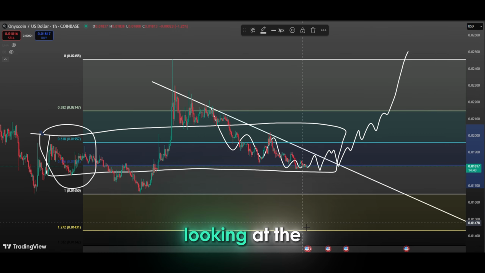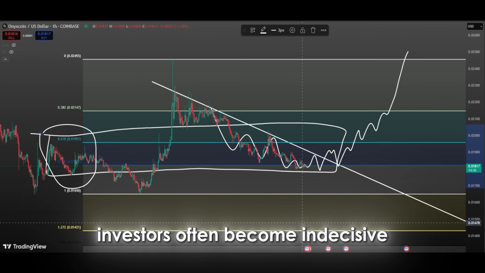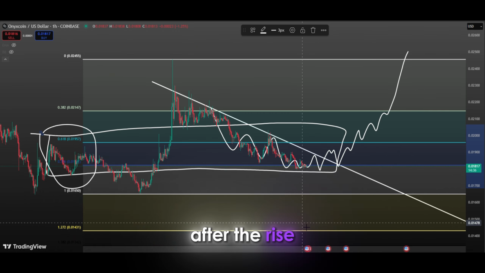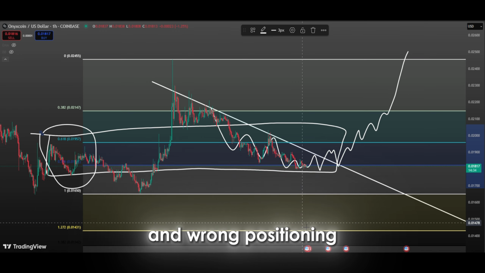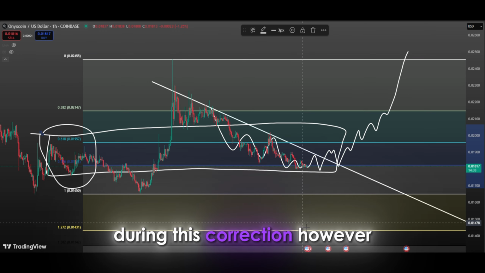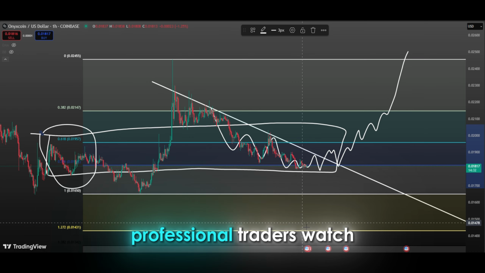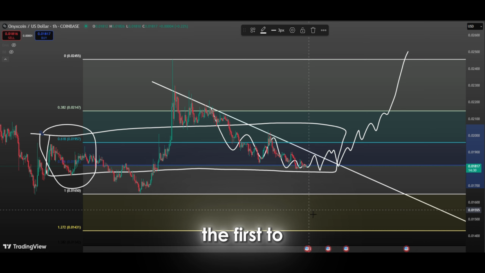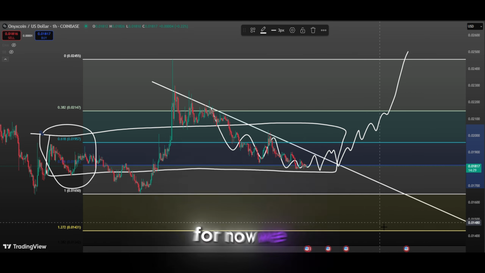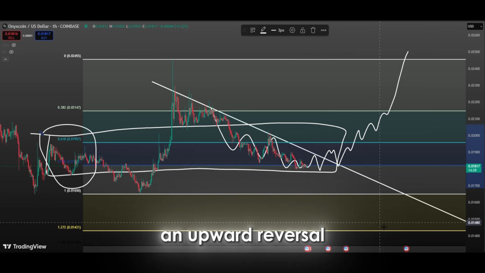In addition, looking at the overall market structure, it can be said that investor psychology also plays a big role in these regions. This is because investors often become indecisive during the corrections that occur after the rise in the first wave. Panic selling, impatient buying, and wrong positioning are common during this correction. However, professional traders watch the market at such strategic Fibonacci levels and are often the first to catch the turn signals. For now, we will wait for an upward reversal from here.